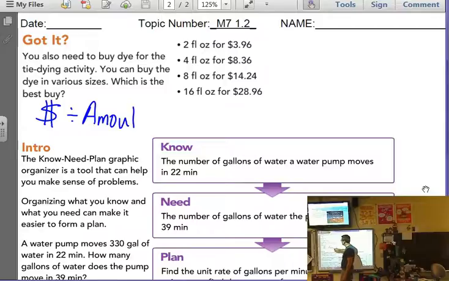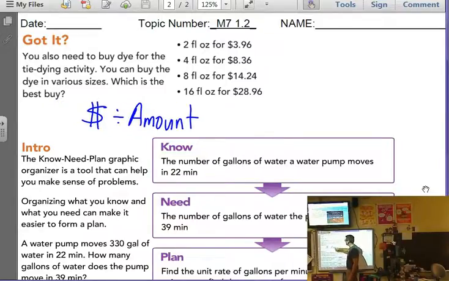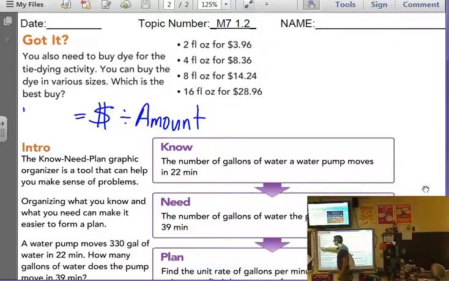So I would like if you would write here that when we do price divided by amount, that is how we solve for unit price. We solve for unit price by doing the price divided by whatever the amount is given. So it could be number of cookies, it could be weight ounces, it could be fluid ounces, it could be t-shirts, it could be animals, whatever the amount is.